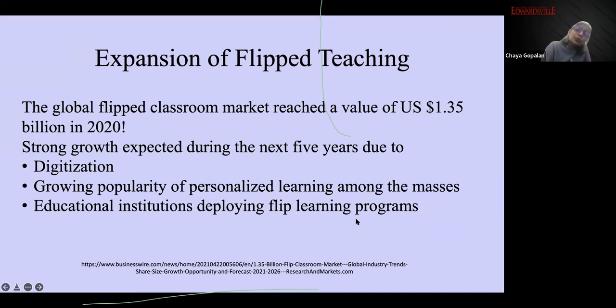Okay, many institutions are attracted to this. Many institutions have fully transformed to flipped learning institutions. Okay, I have many examples. There is an article that's coming out soon about the future of flipped teaching.